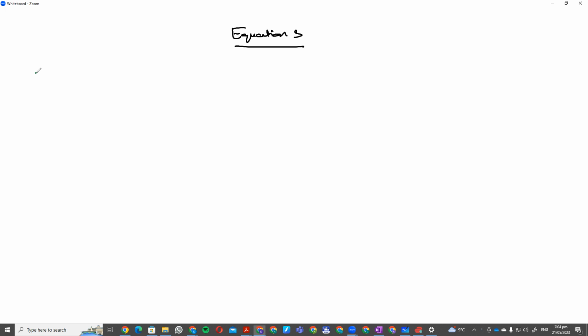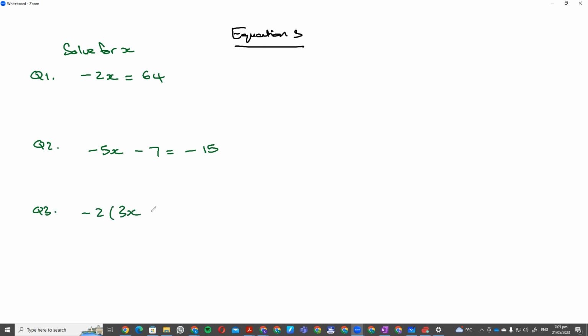Okay. So question 1, got negative 2x is equal to 64. So in each of these, we want to solve for x. Question 2, got negative 5x minus 7 equals negative 15. Question 3, negative 2 times (3x minus 4) equals negative 7. Question 4, I got negative 3 times (4x minus 1) equals negative 2 times (3x plus 4).